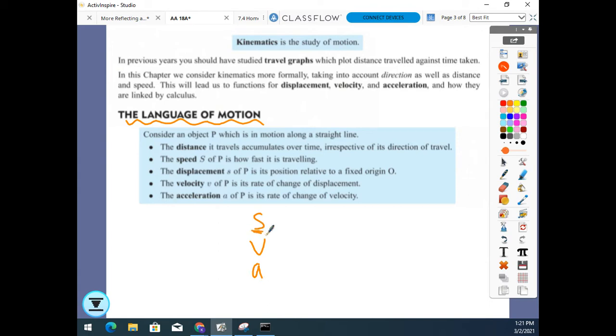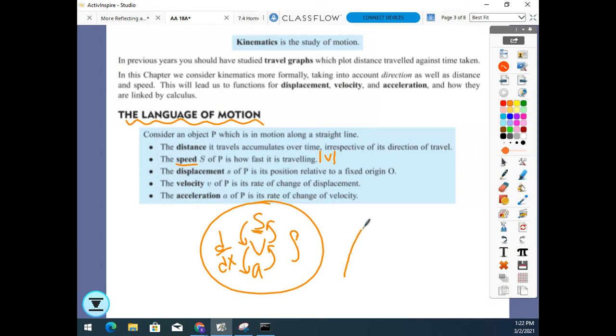S is our position function or displacement, and the derivative of position is velocity, the derivative of velocity is acceleration. This is the derivative side going this way. So going backwards is the antiderivative. So you have to really understand this. The other thing: speed is the absolute value of velocity.